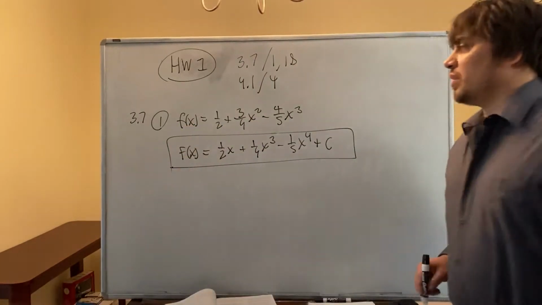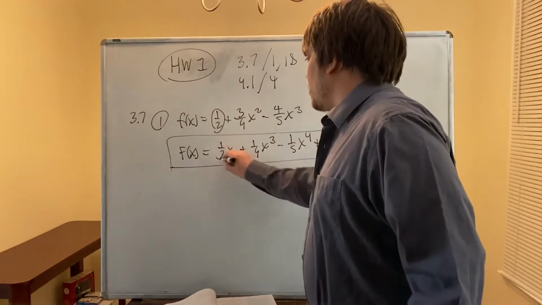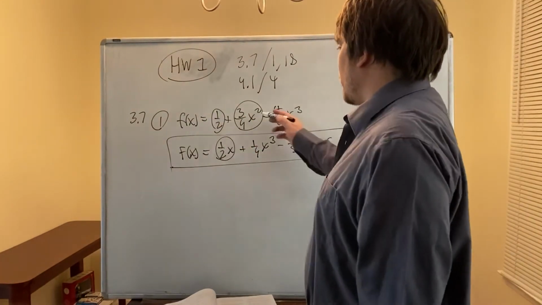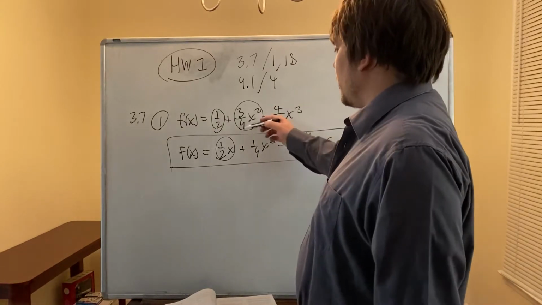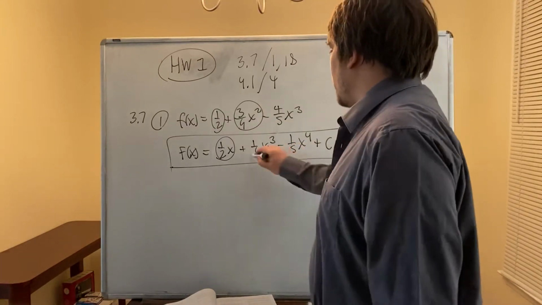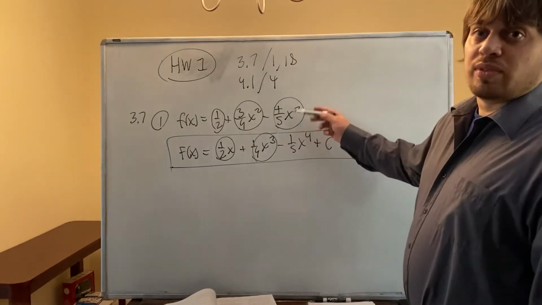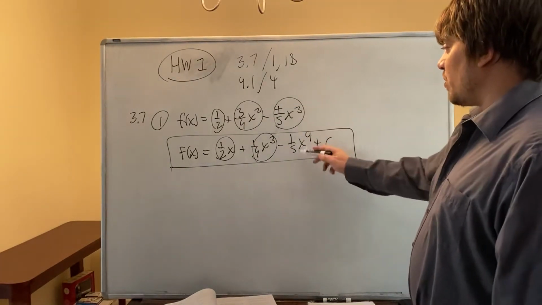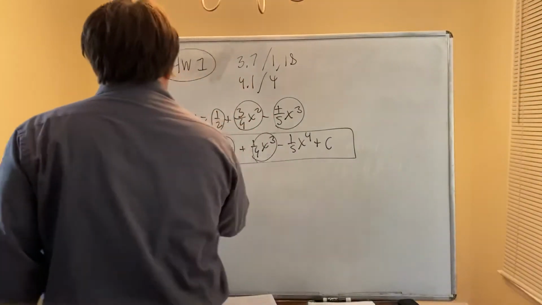Alright, so you find the antiderivative of each term. An antiderivative of 1/2 is 1/2 x, and for x squared you get x cubed over 3, but the 3's cancel, you get 1/4 x cubed. And an antiderivative of x cubed is x to the 4th over 4, the 4's cancel, you get 1/5 x to the 4th minus that, and then plus a c. So that's the answer to number 1.